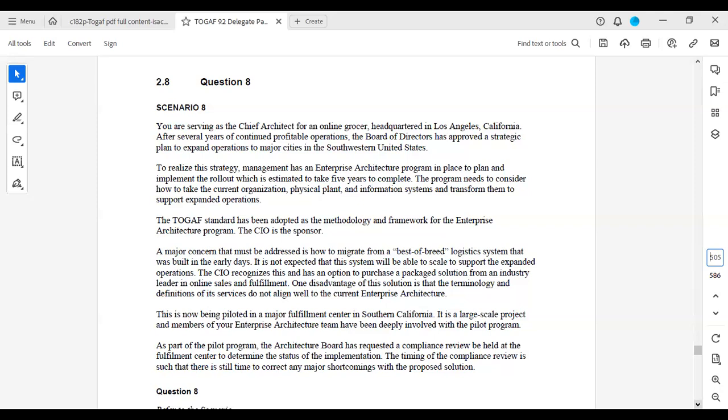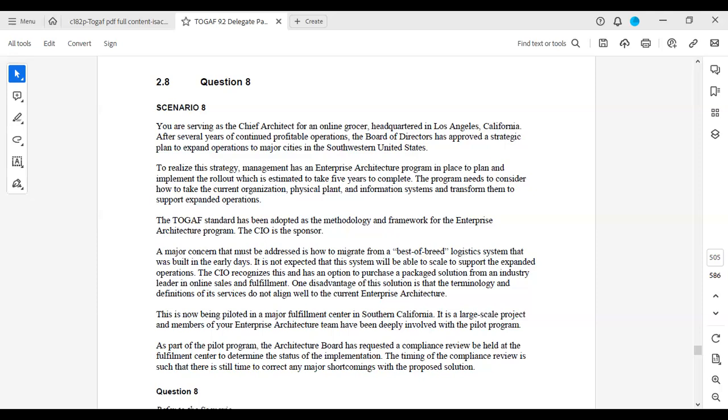You are serving as a chief architect for an online grocery at Kotak. First you have to read the question. What approach should you adopt to ensure that the compliance reviews are conducted successfully based on TOGAF standards? Which of the following is the best answer?